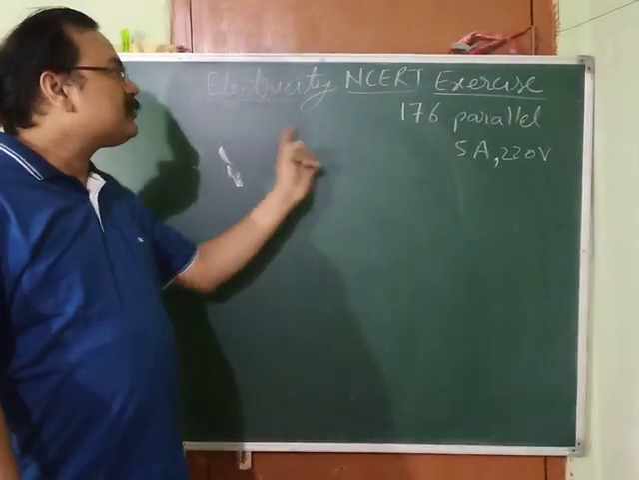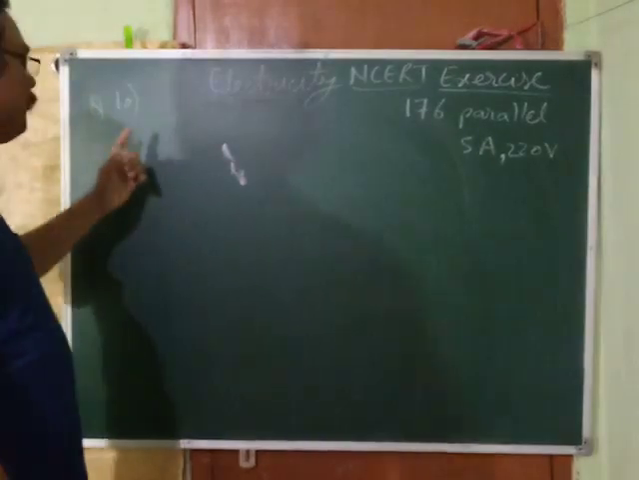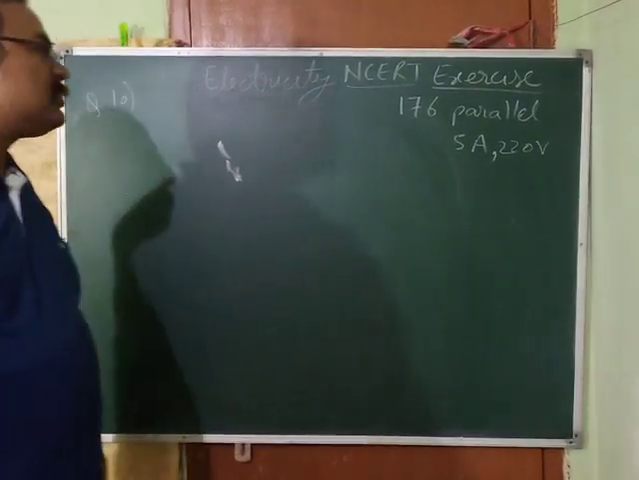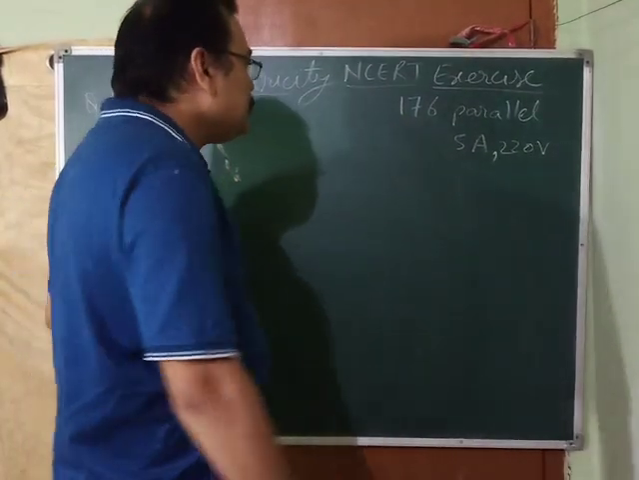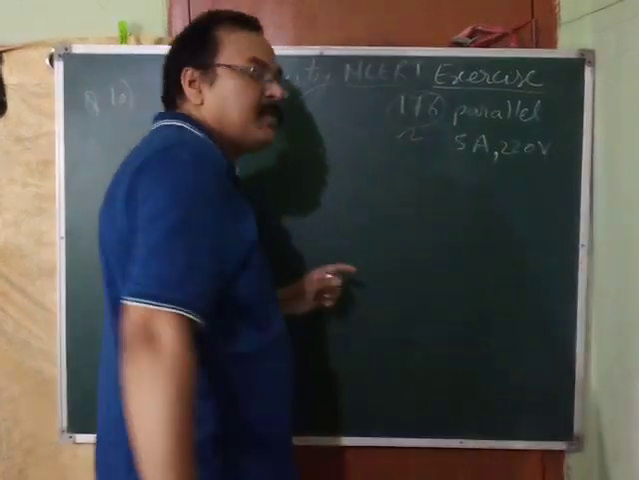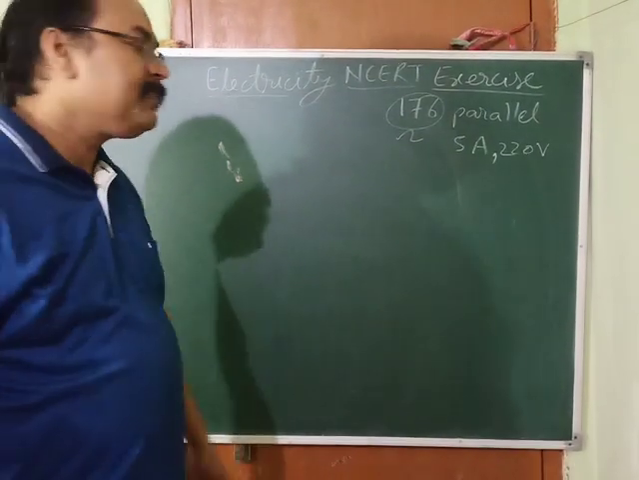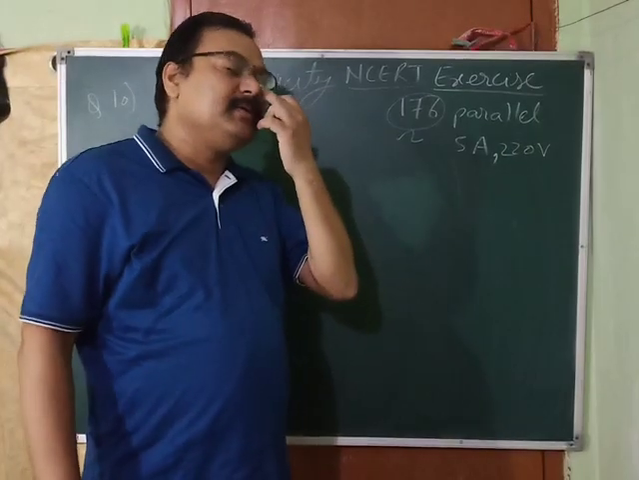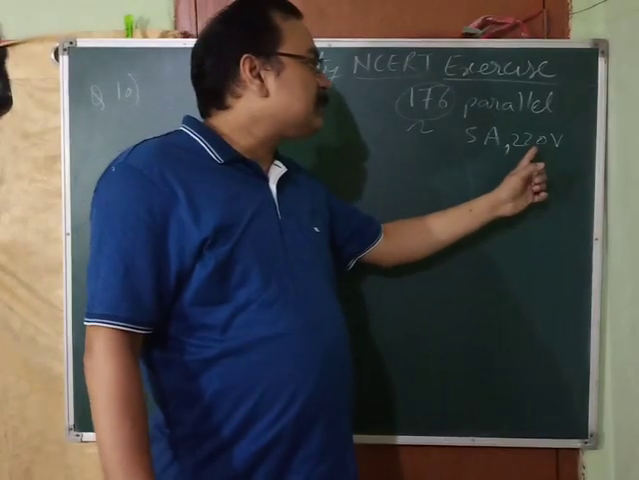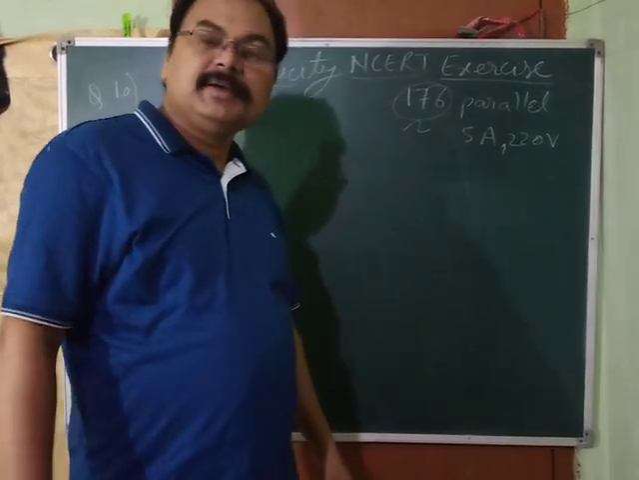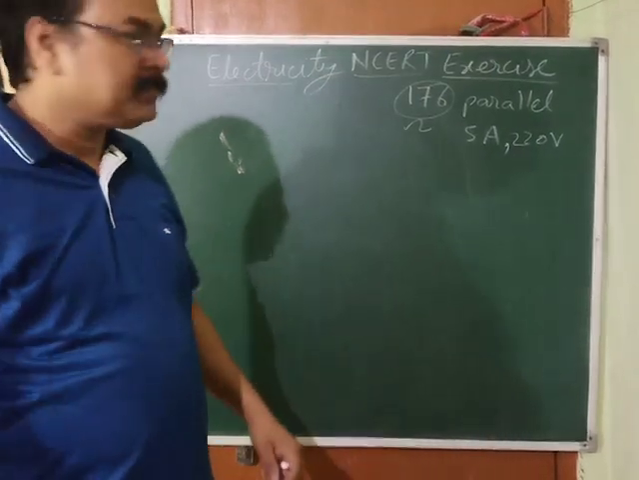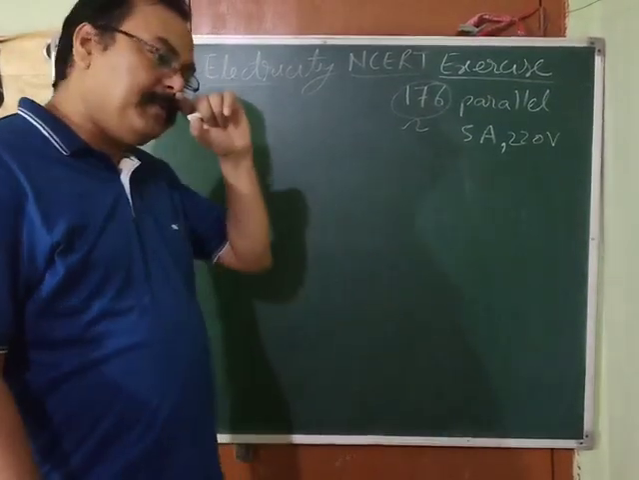Now see, we were solving the NCERT exercise. We have done till question number 9 in the last video. This is question number 10. You've got lots of resistances of 176 ohm, and you have to connect all of them in parallel. Once connected in parallel, you have to connect them with a supply of 220 volt, so that the total current flowing in the circuit is 5 ampere.